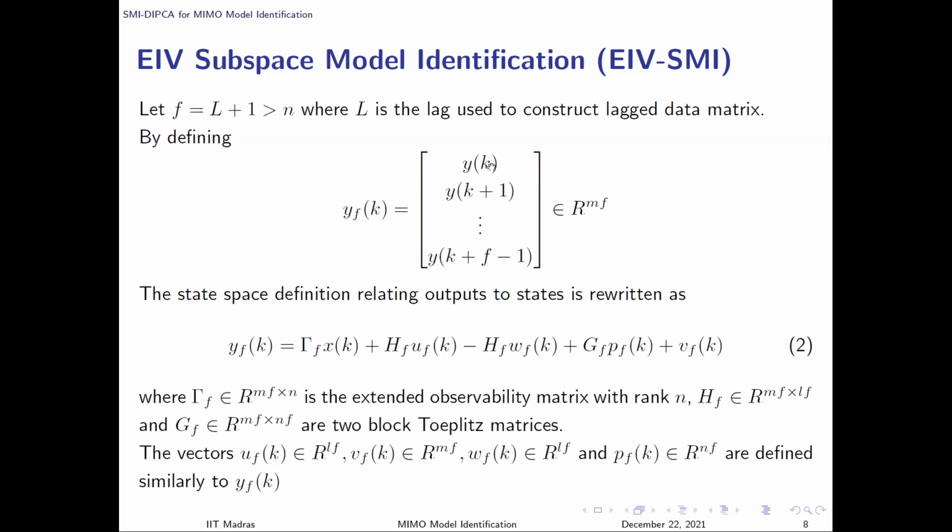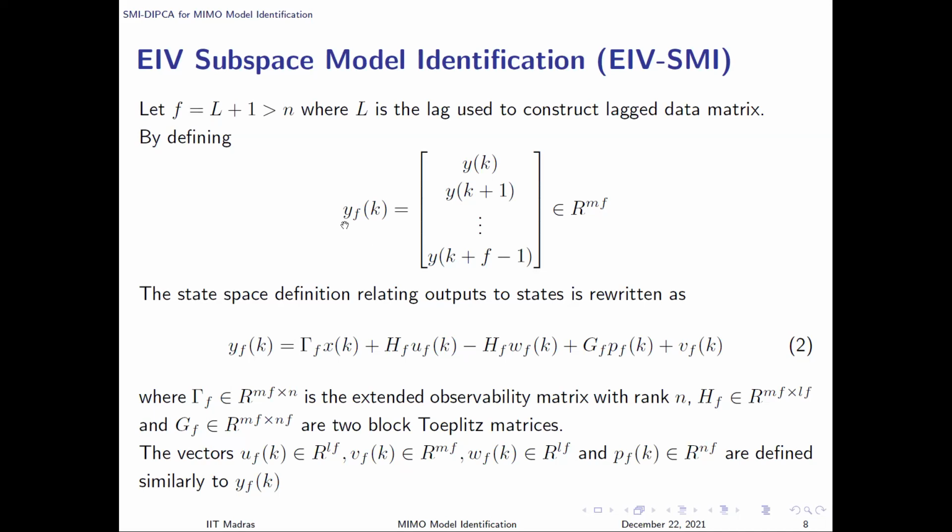You start with yk, and you can go either forward or backward direction. That depends on whether we write k minus 1, k minus 2, and so on. Or you can start with the first variable and then pad it till you actually use f variables totally, f time instances totally.